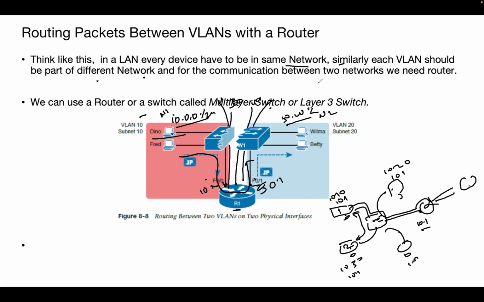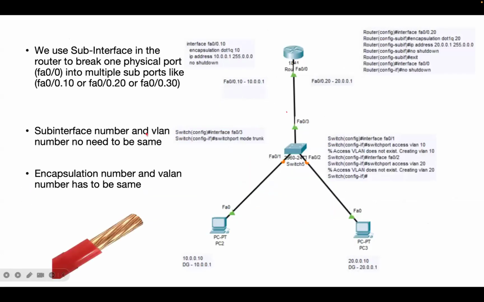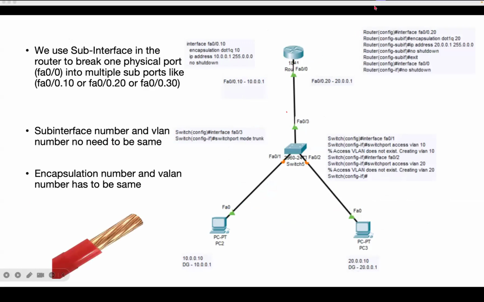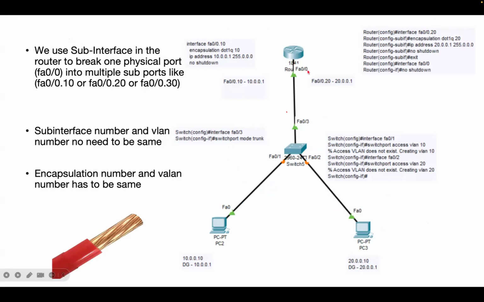So what can we do? What is the best practice? The best practice is that I can use one single interface and split the interface into pieces. You take one single physical interface FA0/0 and create sub-interfaces, meaning breaking one physical interface into two or more pieces. I can even break it into 10 different pieces.